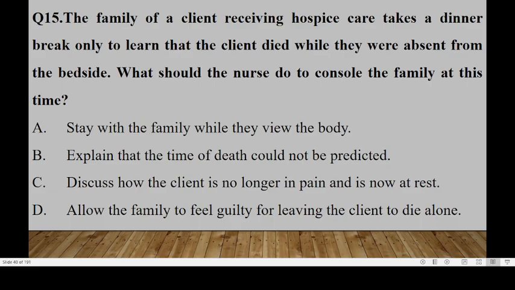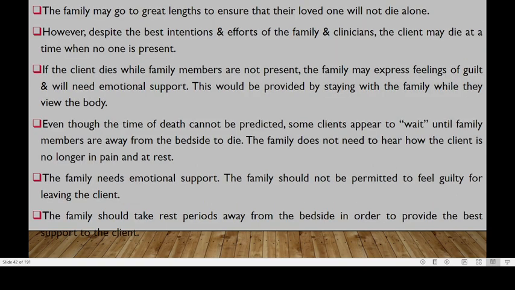The family of a client receiving hospice care takes a dinner break only to learn that the client died while they were absent from the bedside. What should the nurse do to console the family at this point? You just need to stay with the family while they view the body. The family may go to great lengths to ensure that their loved ones will not die alone.